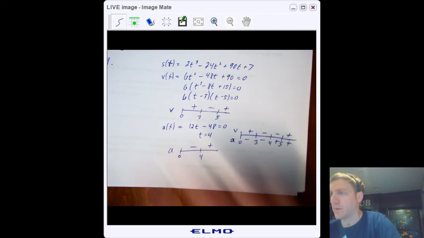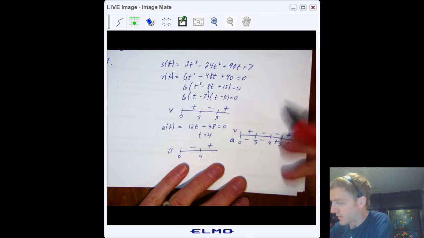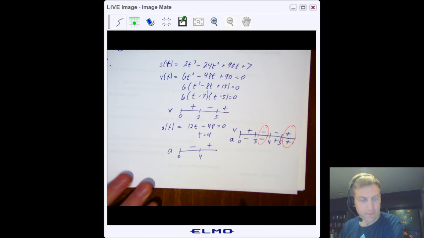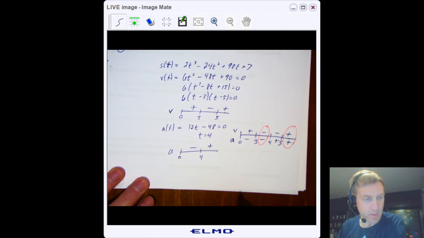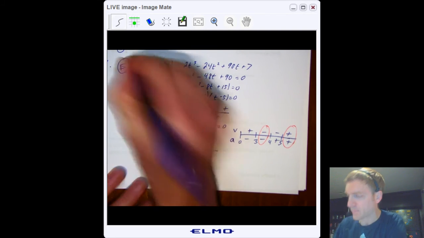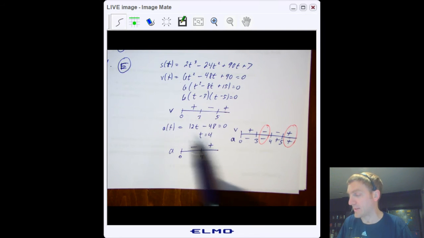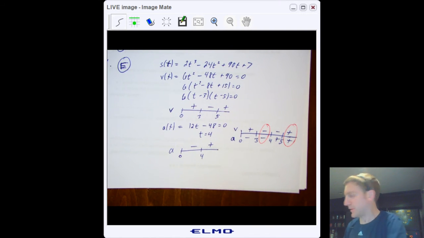So let's see, where's my red pen? When is it speeding up? It's speeding up when velocity and acceleration have the same sign. So 3 to 4 and 5 to infinity, which is your answer E. So that's what you have to do for speeding up or slowing down. You have to compare the signs of velocity and acceleration.